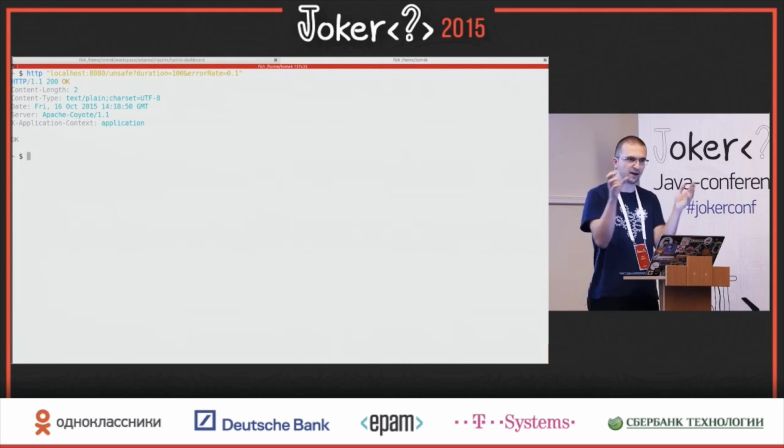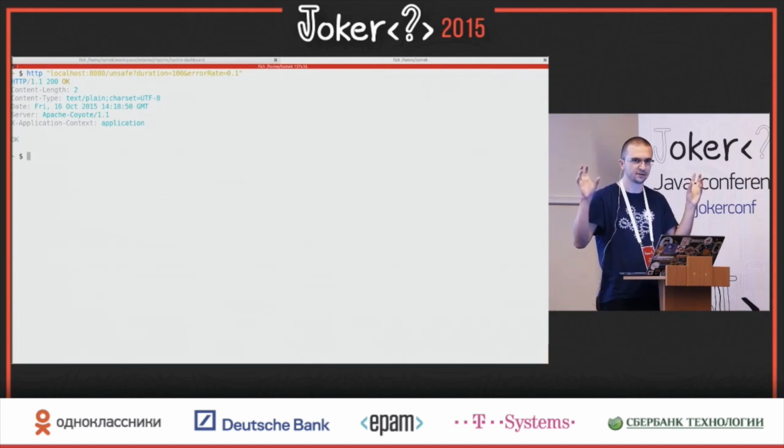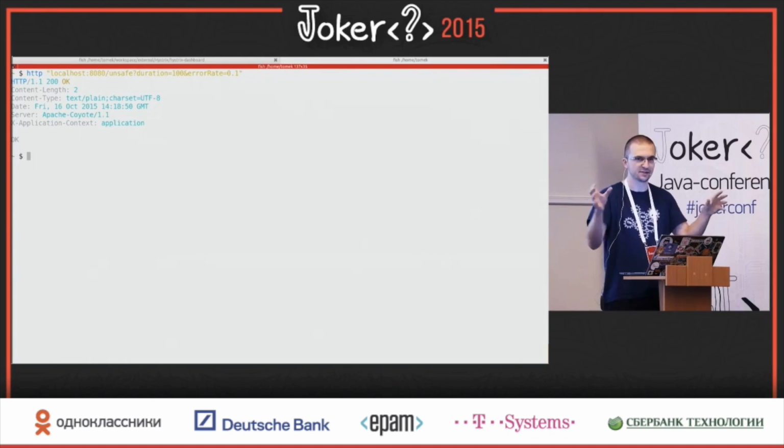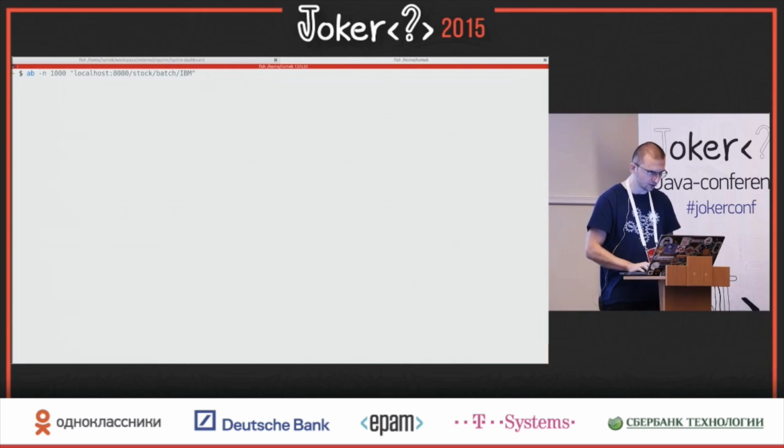Are you still with me? So we have a simple REST controller, and we are calling some simulated external service that doesn't behave really that well. Do you know a tool called AB?